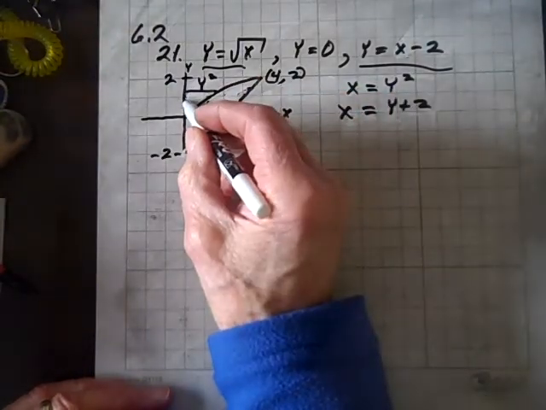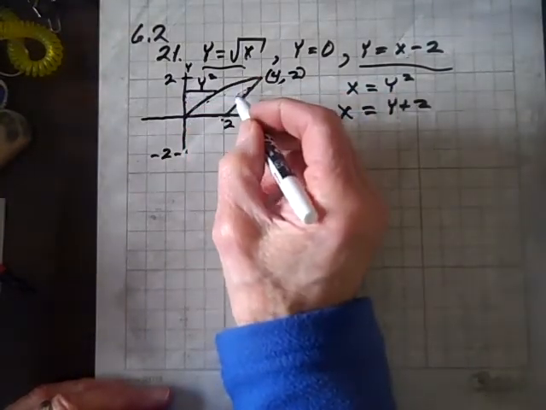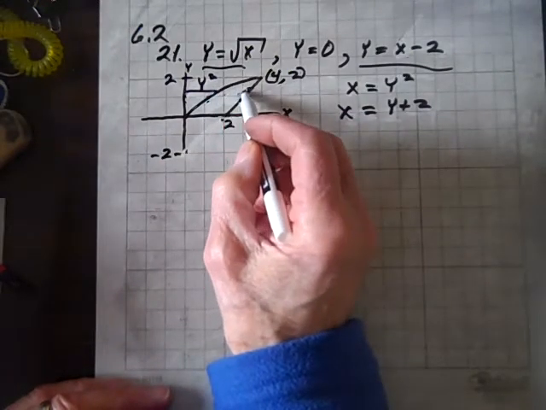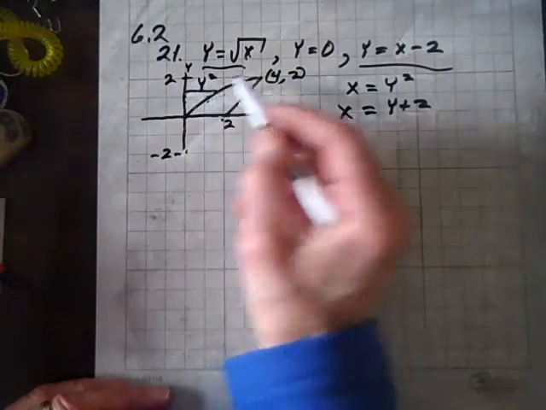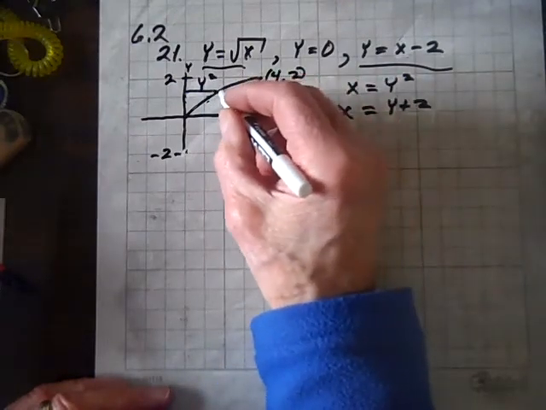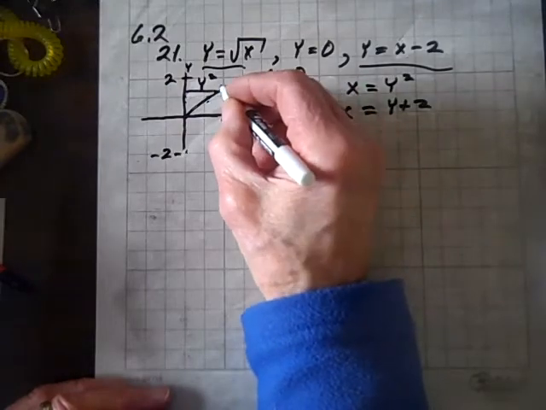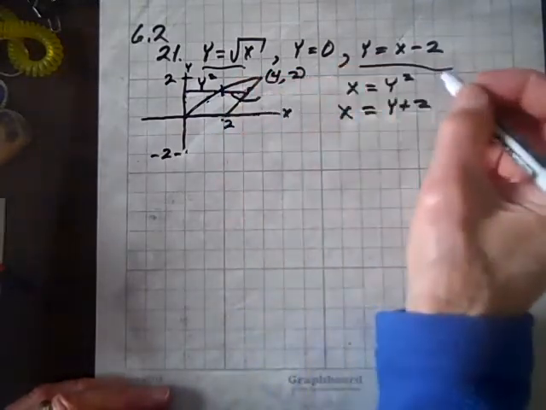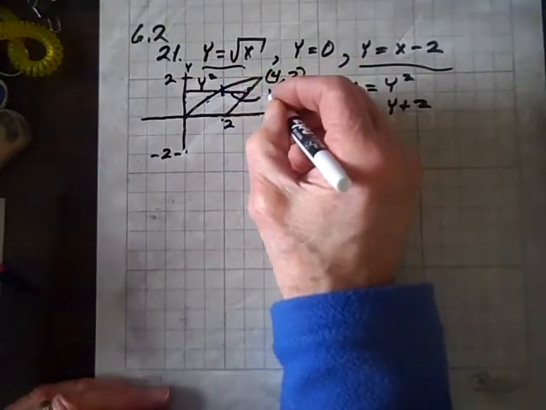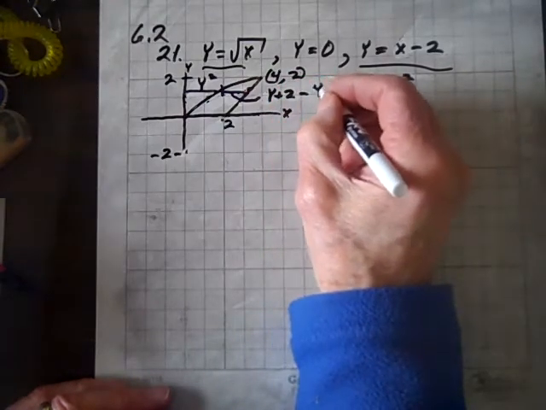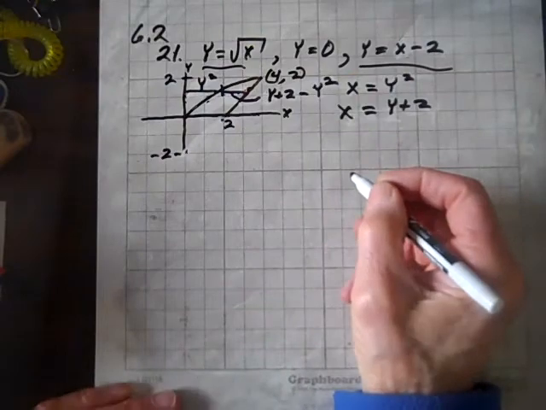Now the distance from here to here is going to be y plus 2, but the distance from here to here will subtract that segment y squared, so this distance from here to here is y plus 2 minus y squared.